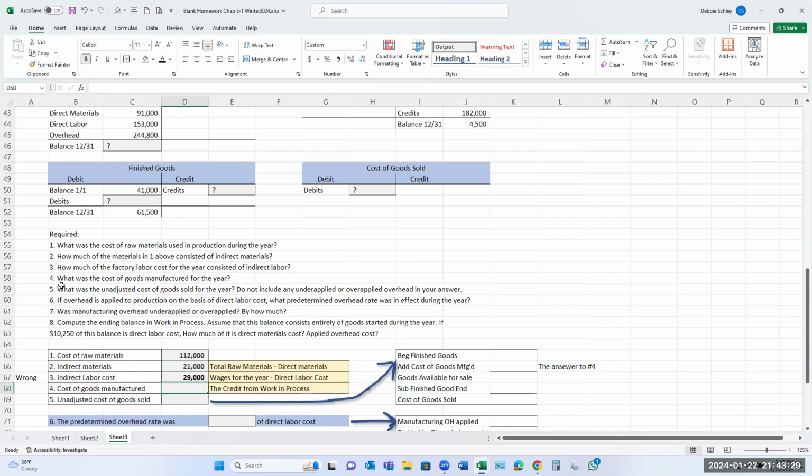Okay, required 4. What is the cost of the goods manufactured for the year?